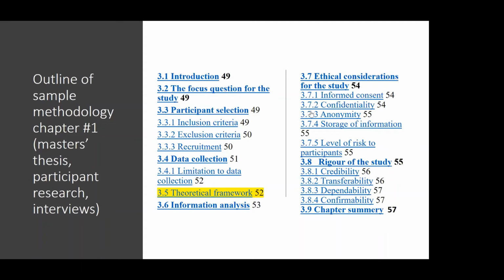The rigor of the study, just talking about aspects such as, this was a kind of health-based thesis. So we talked about credibility, transferability, dependability, confirmability, all of this, in other words, validity. How do we demonstrate that this is valid? You may not have a 3.8 in your thesis. And then we just gave a little chapter summary at the end.